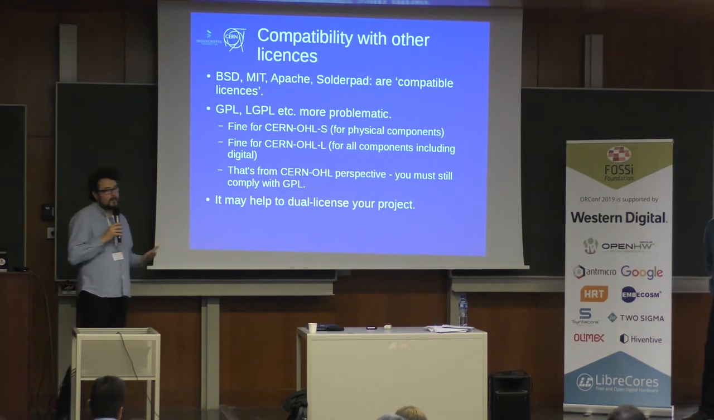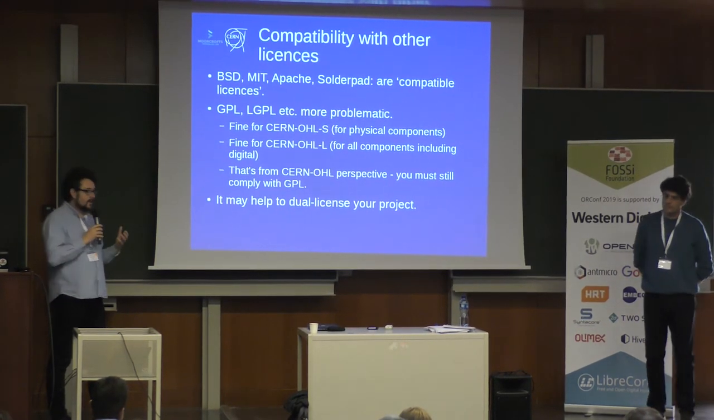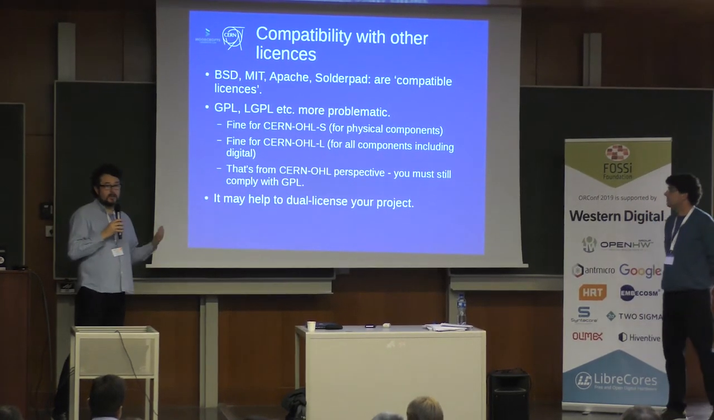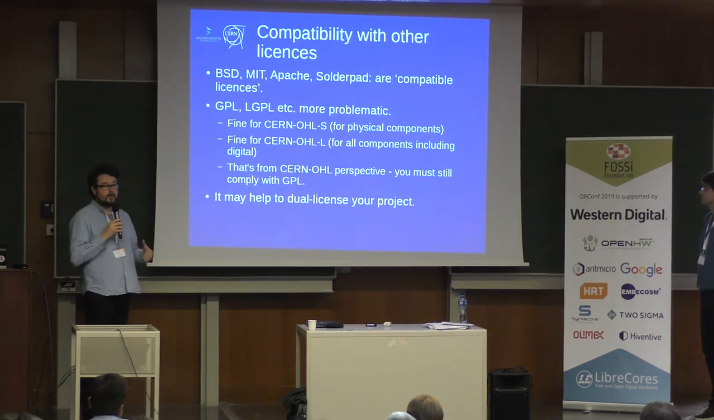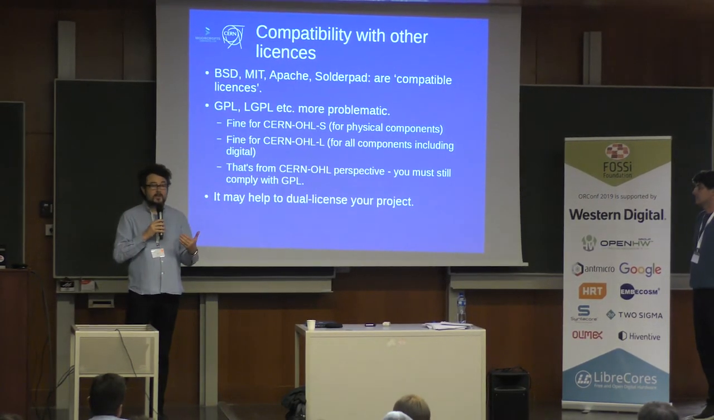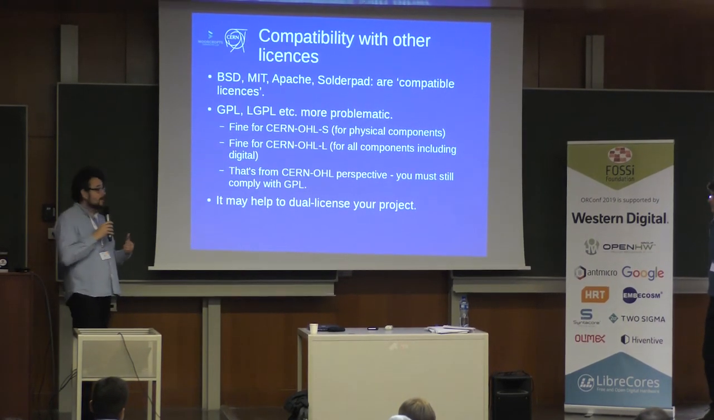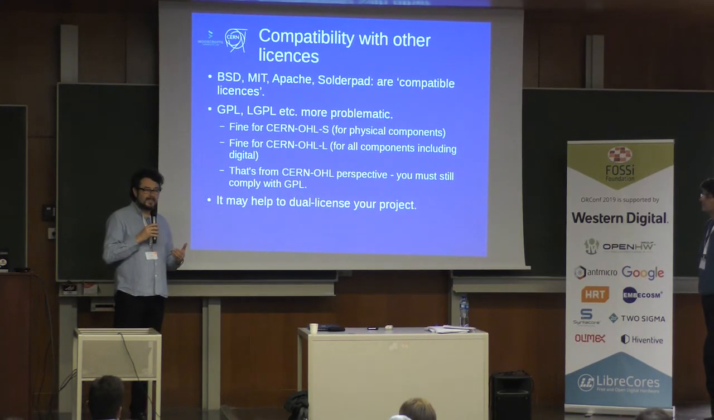So really the only way around this fundamentally is that if you do want to have GPL compatibility, you should really consider dual licensing your product through both CERN OHL and GPL. And likewise, if you've got a GPL project that you want to be more easily compatible with CERN OHL, then again, consider relicensing. This is one of the things that we went into in quite great depth in the earlier beta version of version 2.